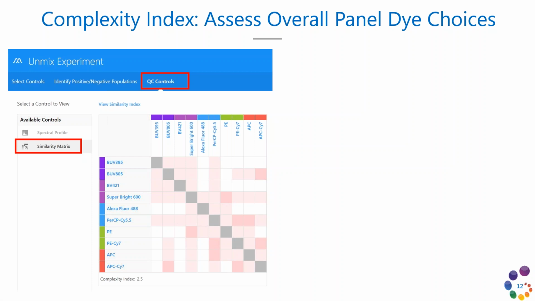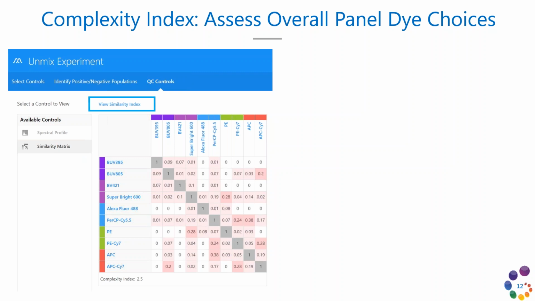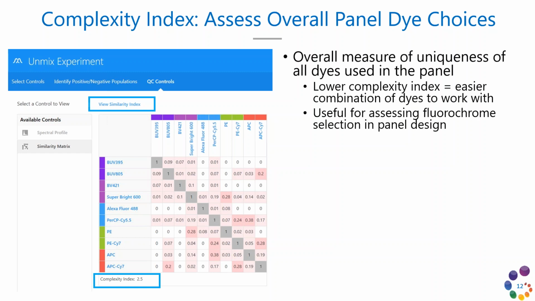index. If you'd like to see those exact values, you can click this View Similarity Index button, and then the software will overlay each of those similarity indices in this matrix format. Now the one thing you probably noticed is there's an additional index shown here, the complexity index. And what this index is, is an overall measure of the uniqueness of all the dyes used together in your panel at an aggregate level. So the lower you can get this number, that means the easier the combination of dyes are going to be to work with in your panel.